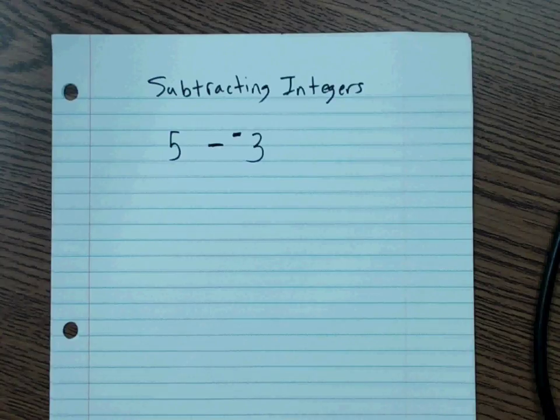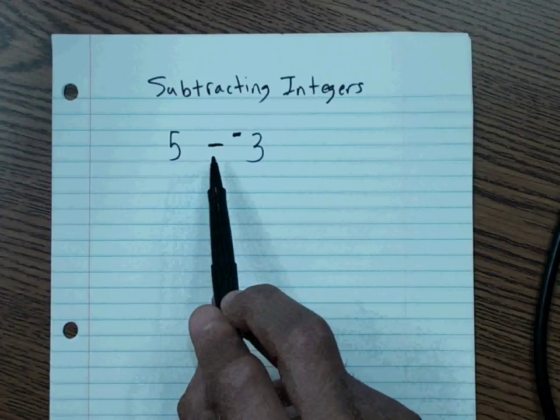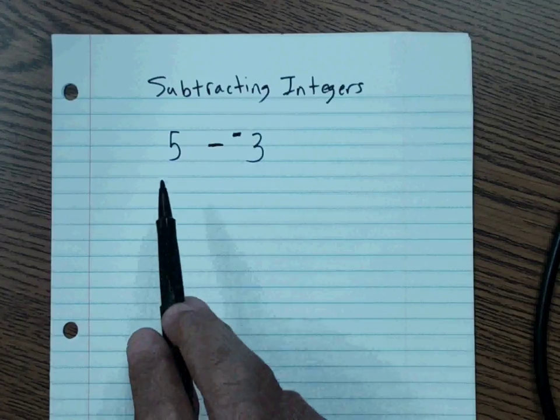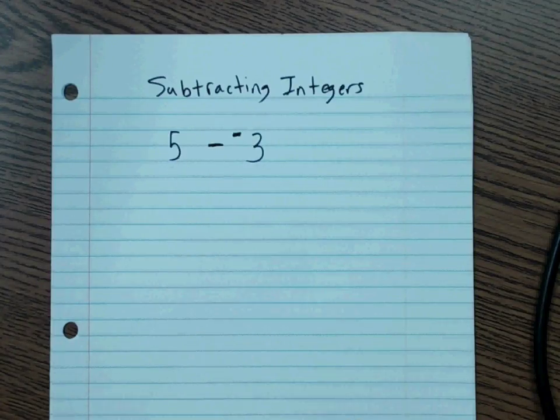So I'm going to show you two ways. I'm going to show you the visual way using counters, and I'm going to show you just the written way, which may be easier for some of you. So here's the first one. I'm going to show you with counters first. So here we've got 5 minus negative 3. So always look at your first number and represent that with your counter.